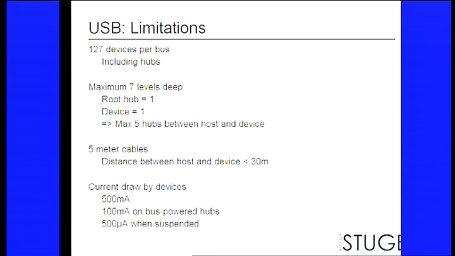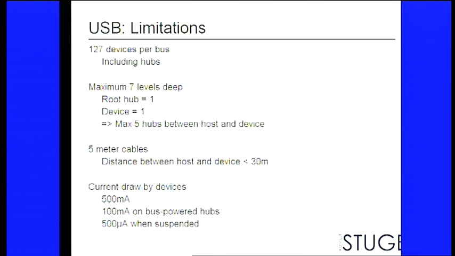30 meters. So USB is not really meant for deployment of a building-wide peripheral network, but rather for things that are pretty close to the PC or the host.